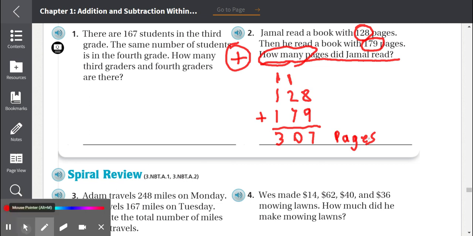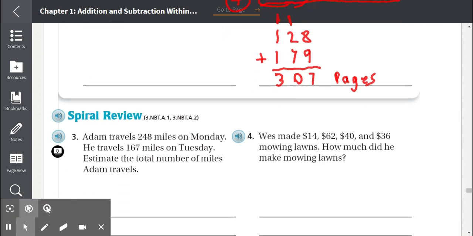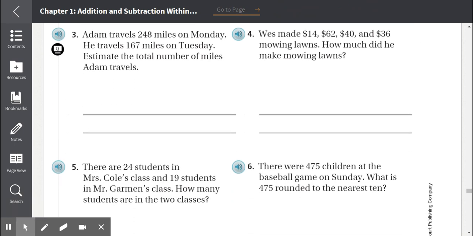Number 3, Adam travels 248 miles on Monday. He travels 167 miles on Tuesday. Estimate the total number of miles Adam travels. So they want us to estimate. But before we start, let's circle our important numbers: 248 miles on Monday and 167 miles on Tuesday.